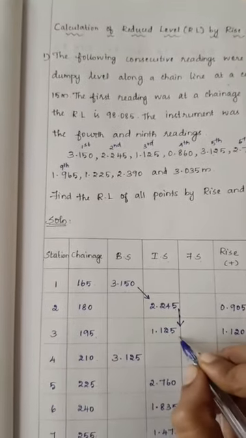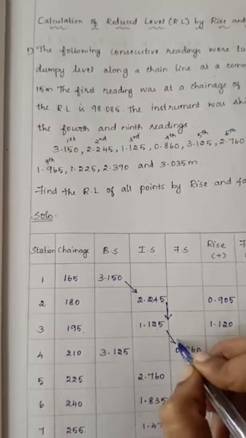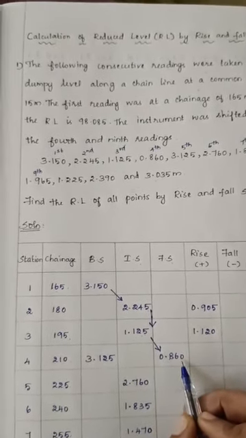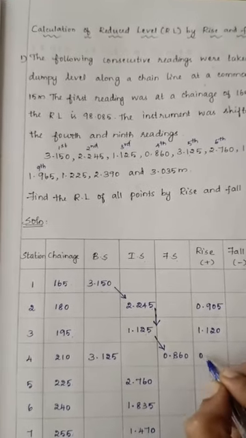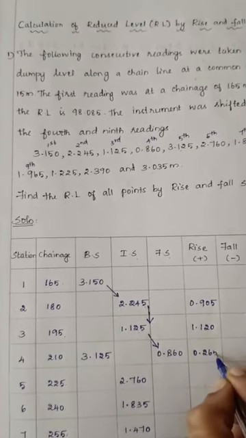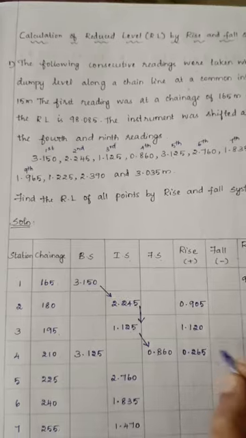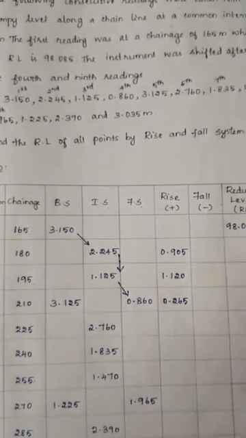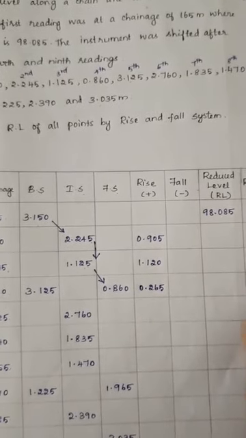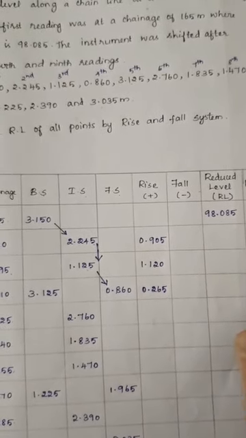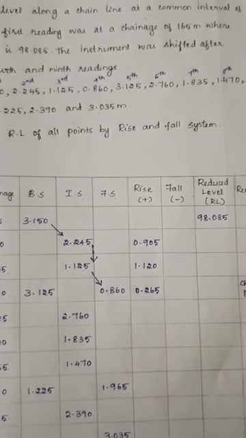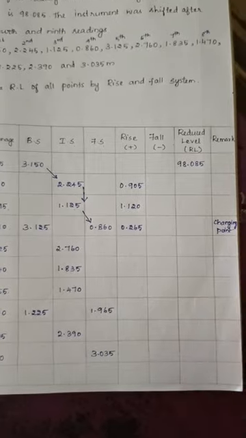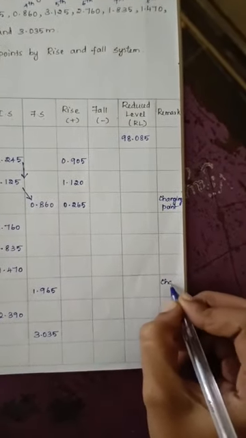After that, intermediate side minus foresight. 1.125 minus 0.860, the value is positive 0.265. Therefore enter the value in the rise column. The fourth point is the changing point, therefore mark it as a changing point in the remark column. Same like that, ninth point is a changing point, therefore mark it as a changing point in the remark column.